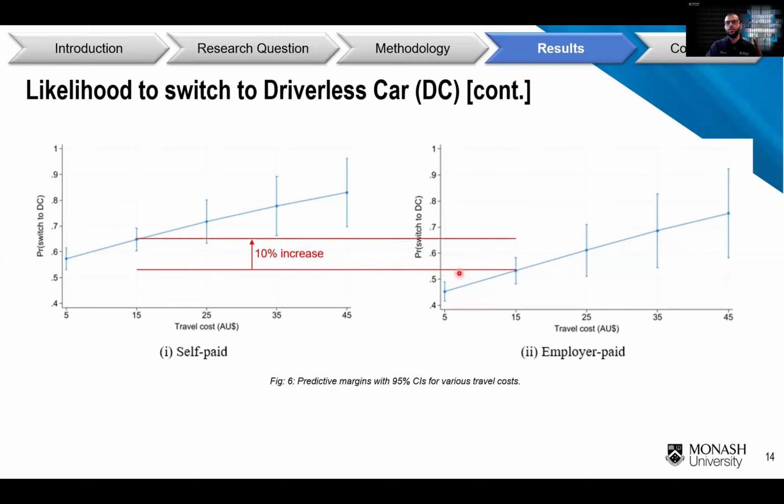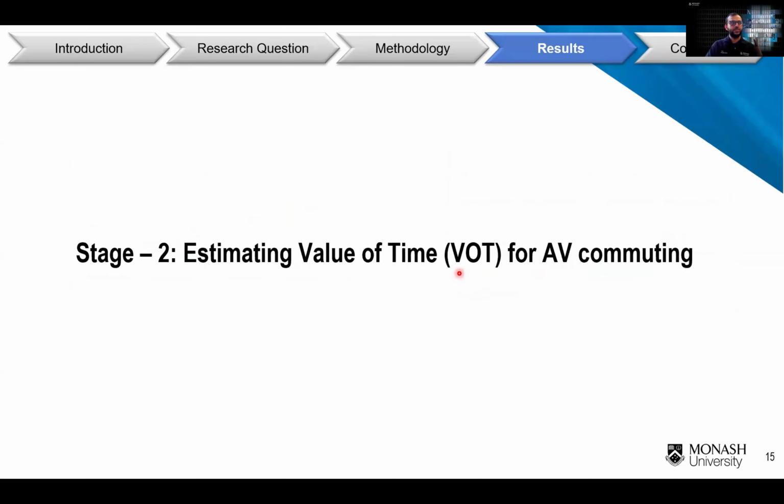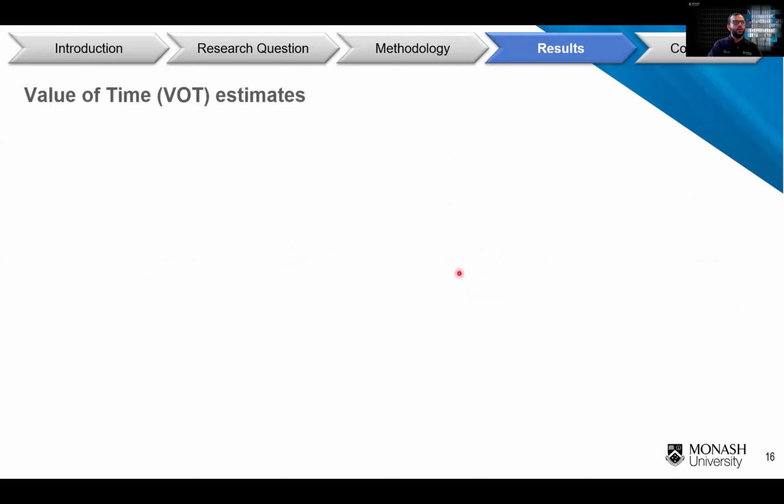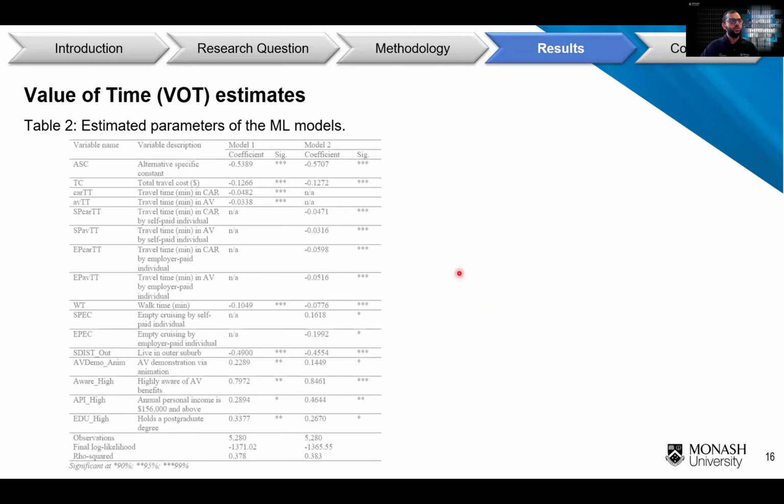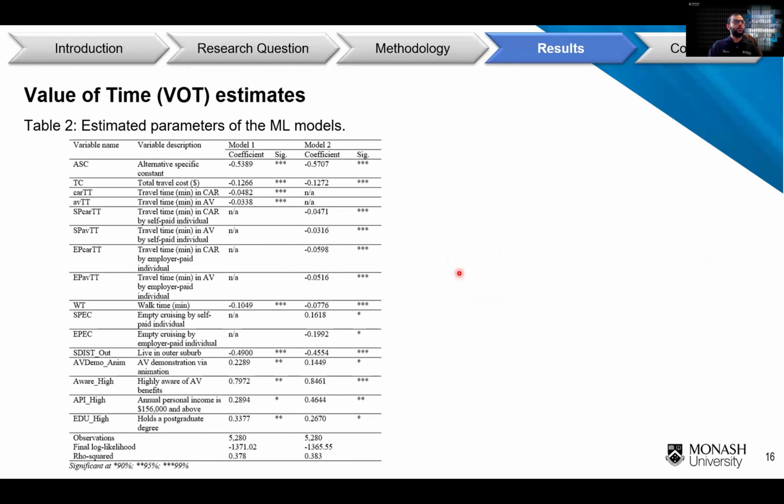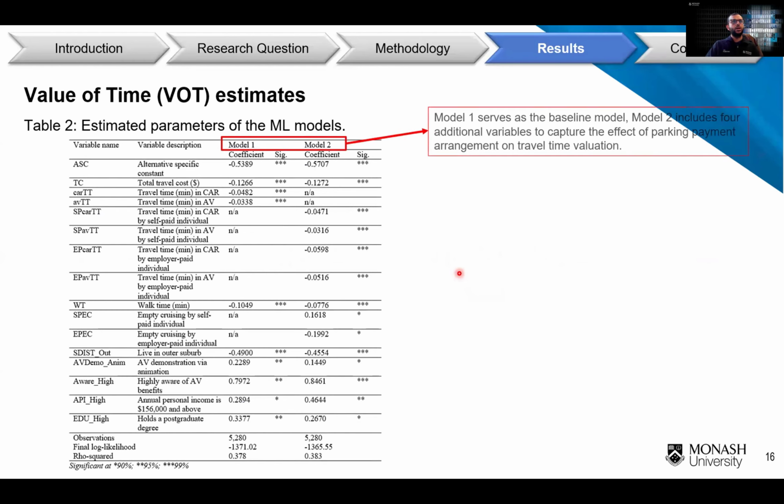Rather, we will be moving to the next part of the analysis, which is the estimation of the value of travel time. Now, we have done the value of travel time using the mixed logit models. We have prepared two models, which I'm presenting here. The first model is our baseline model, while model 2 includes 4 additional variables to capture the effect of parking payment on travel time valuation.